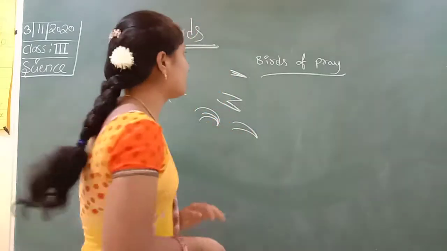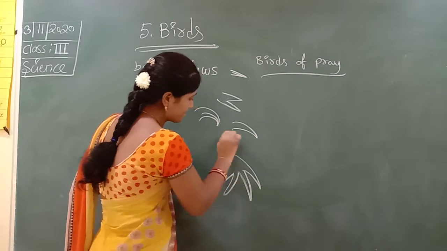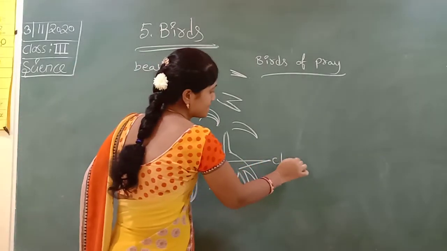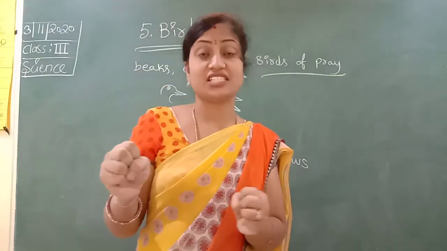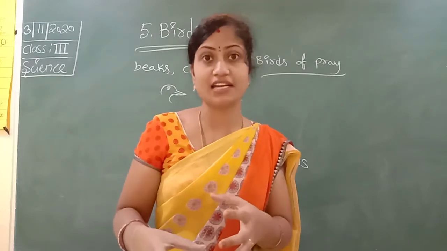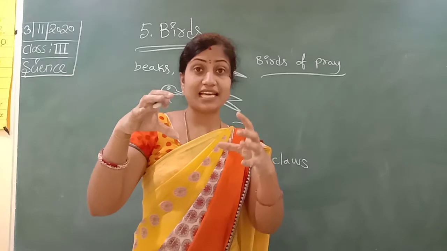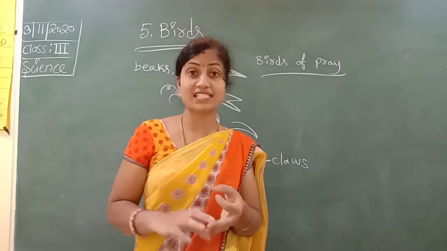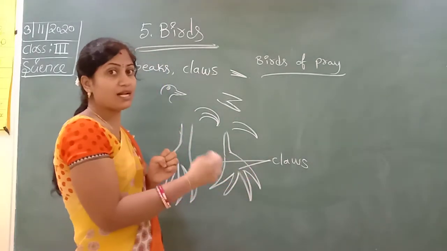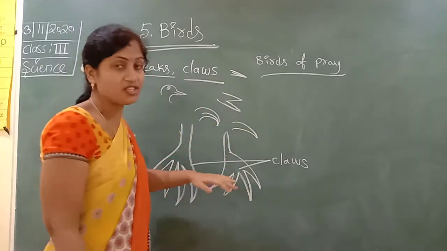Those birds we call birds of prey. Okay. Mostly all birds have beaks and claws. Claws means these. Okay, these are called claws. They use them to hold the branches of trees and to catch animals. Some birds of prey hunt snakes, frogs or mice, and they catch and hold them with their claws. The claws help to catch and hold small animals. They eat the food with their beaks. So different types of beaks and different types of claws these birds have.